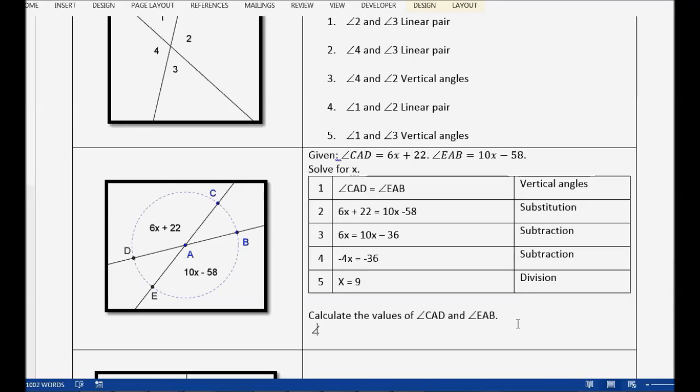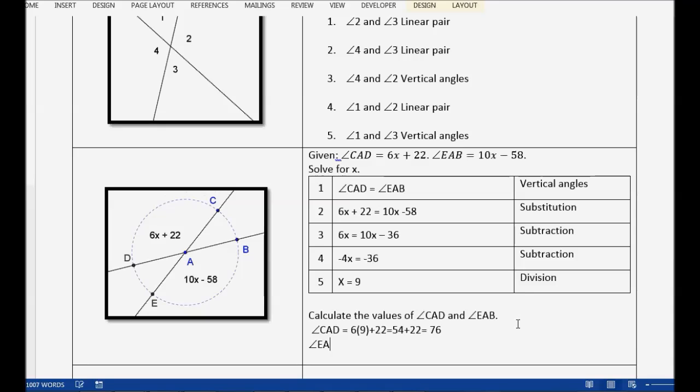Then my value for CAD is 6 times 9 plus 22. That's 54 plus 22, which is equal to 76 degrees. And of course angle EAB is the same, but we want to check it, so we're going to go 10 times 9 minus 58. Well, 10 times 9 is 90. Something's wrong.